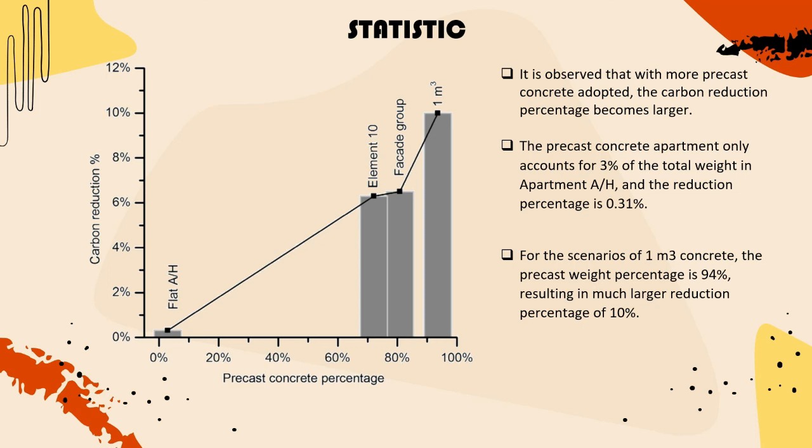The precast concrete apartment only accounts for 3% of the total weight in apartment A/H, and the reduction percentage is 0.31%. On the contrary, for the scenario of 1 cubic meter concrete, the precast weight percentage is 94%, resulting in a much larger reduction percentage of 10%. The correlation between precast percentage and carbon reduction percentage reveals that adoption of more precast concrete in residential building projects can reduce more carbon emission.